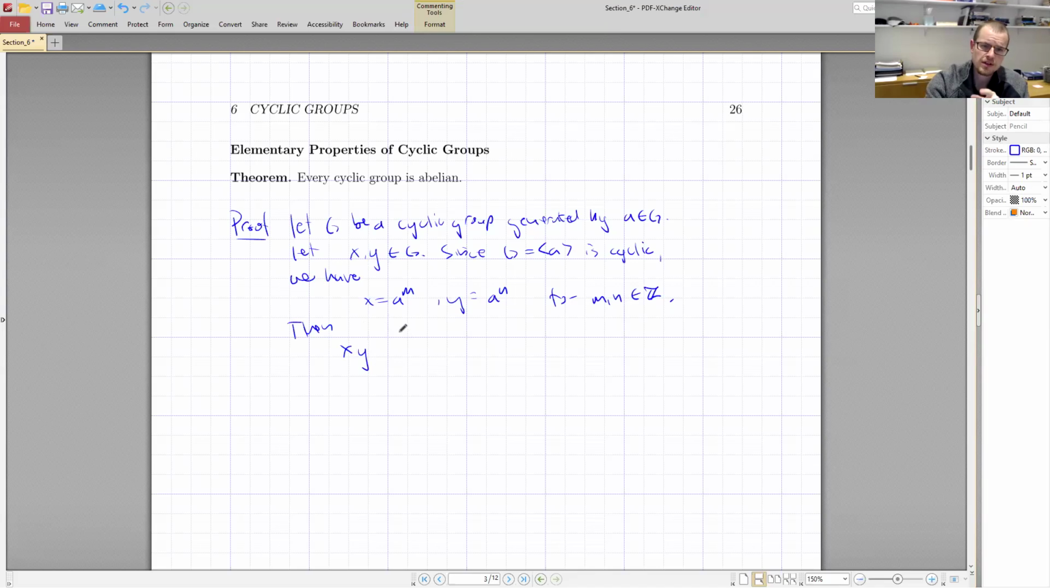So if I want to show that x times y, I'm using multiplication here as the operation. We could have used addition, in which case it would be m times a and n times a. But anyway, multiplication is the notation that we're using. This may be written as a to the m times a to the n. And we know, based on what we've been given already, that this is a to the m plus n.